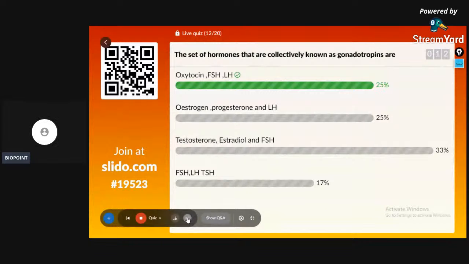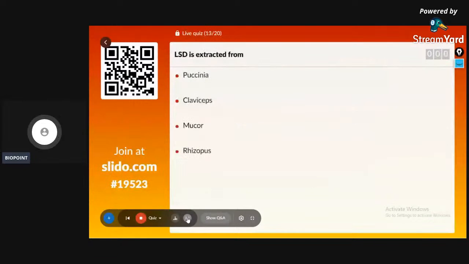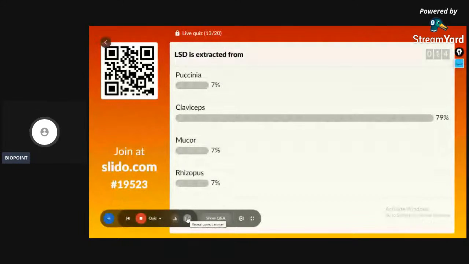13th question on the screen. Again, a simple question. Lysergic acid, LSD, is extracted from Puccinia, Claviceps, Mucor, Rhizopus. You have to understand that all these are fungi. The question is, LSD is obtained from. The correct answer by 79% of the students is Claviceps.